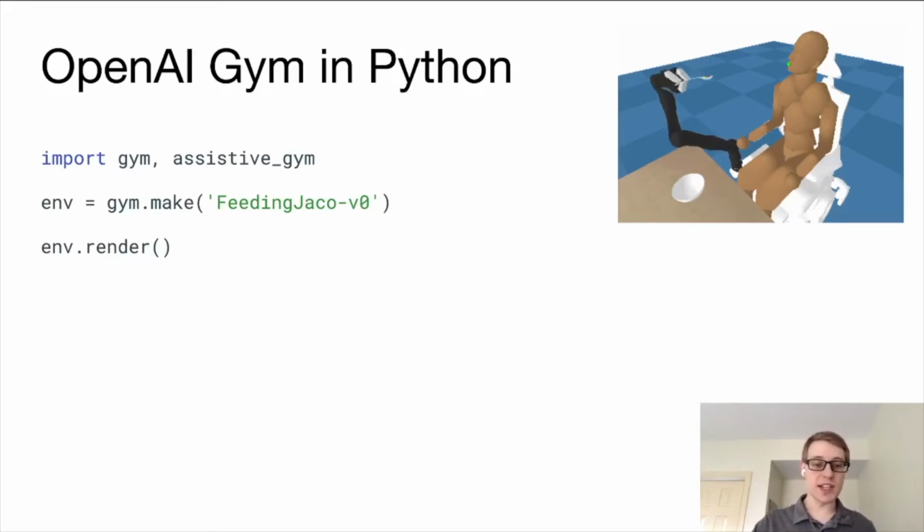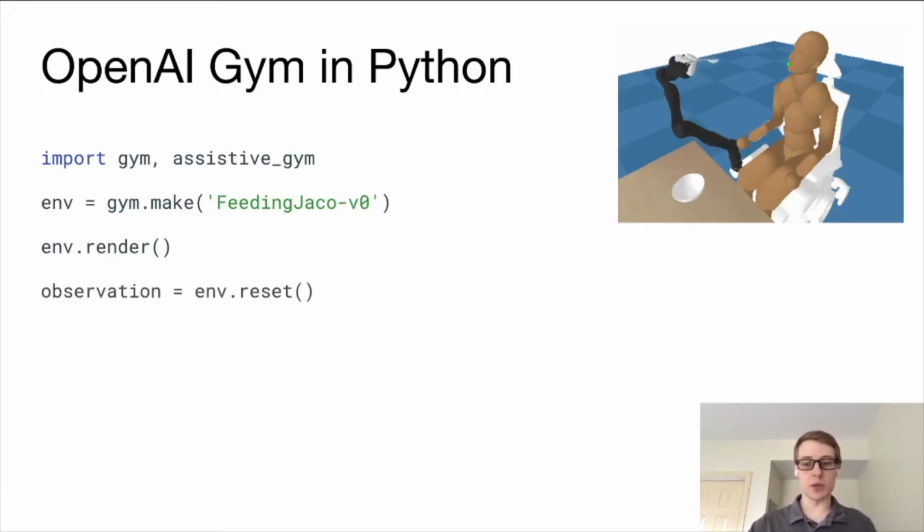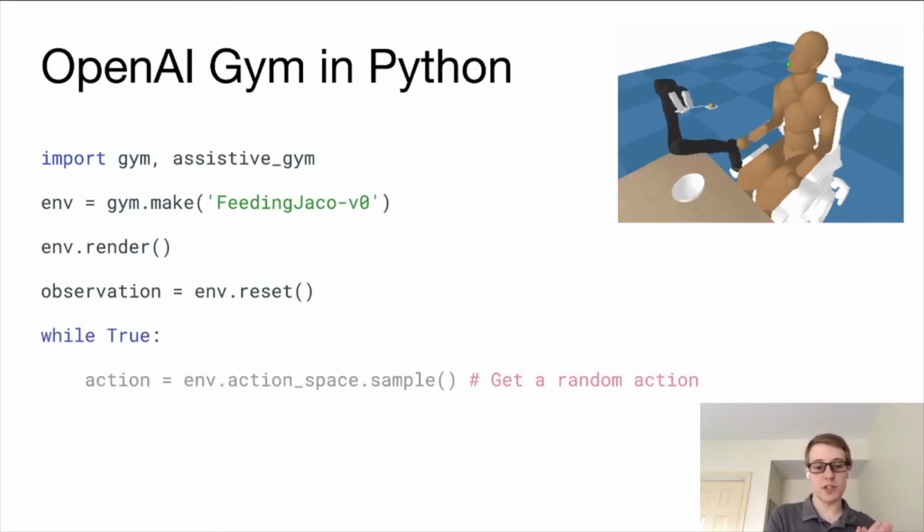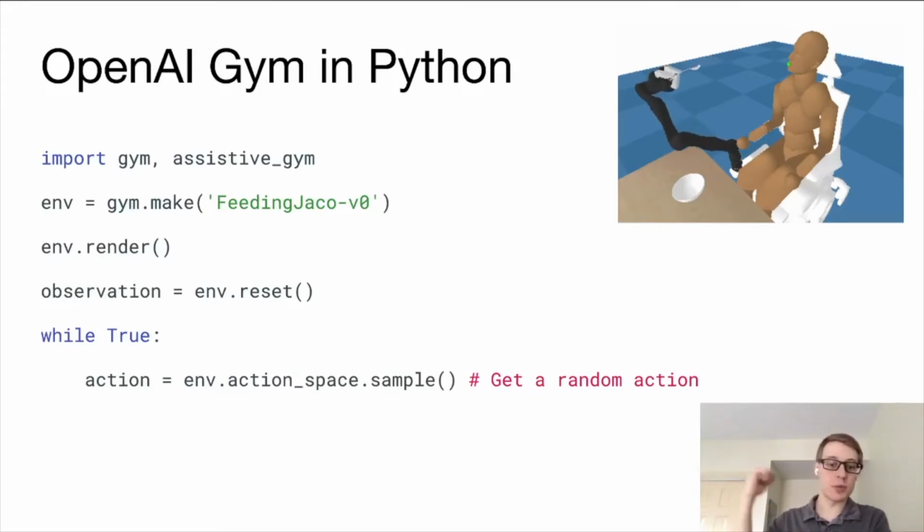We'll then reset the environment. So environment.reset will set it back to its default state. And then we're just going to have a loop that loops over all of the time steps that we want to simulate. And for each time step, we're going to first create, in this case, just a random action. You can think of this as a vector of a bunch of different numbers, and each number specifies how fast or how much each joint on the robot's arm should move by.